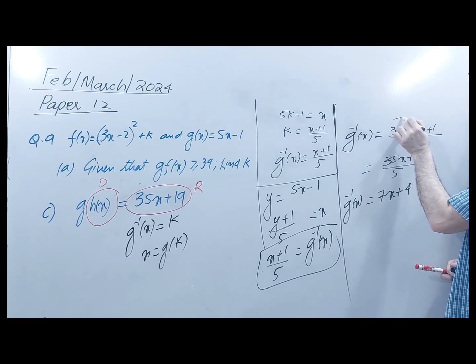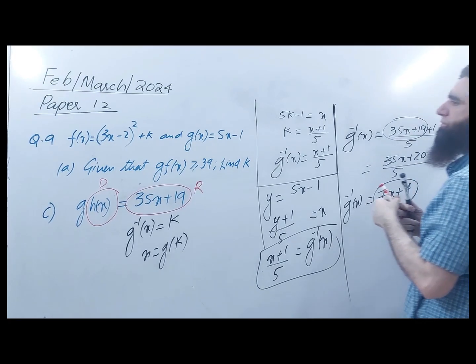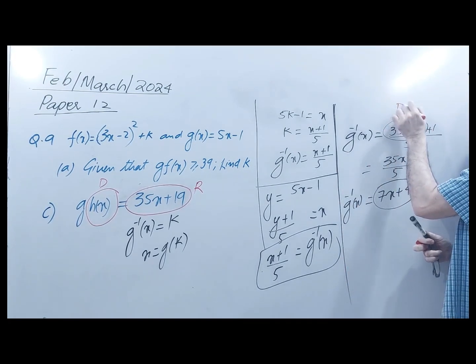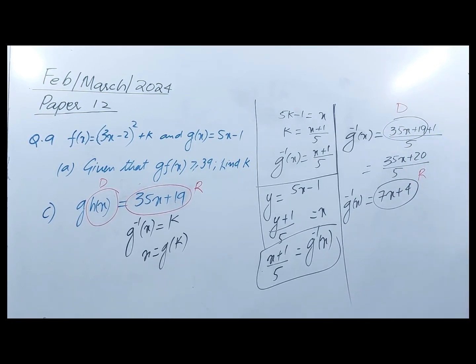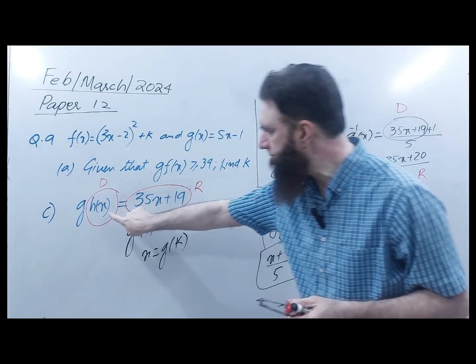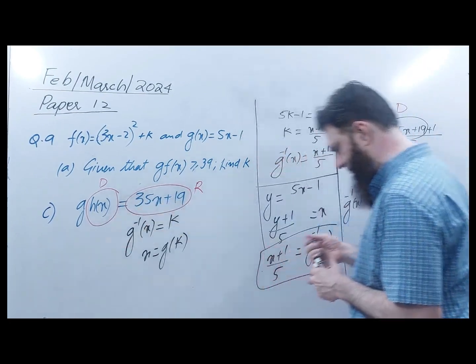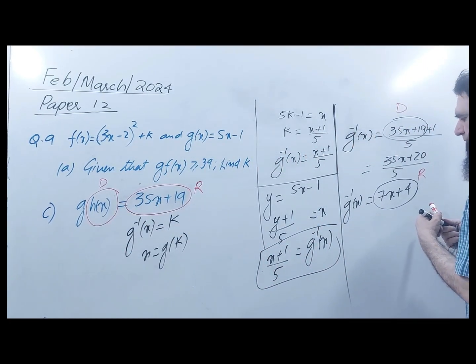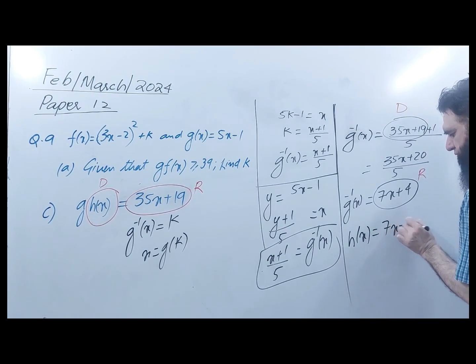Look, this is the domain for the inverse function, and for this domain, this is the range. So this range becomes the domain of the original function. So the value is h(x), hence h(x) is 7x plus 4. So h(x) is 7x plus 4.